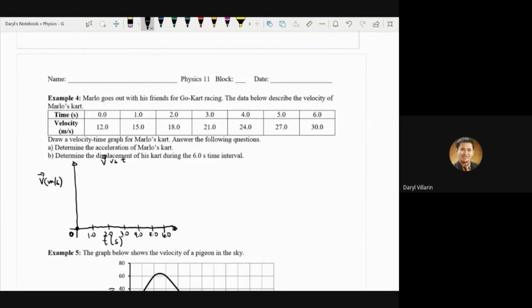Now for the velocities, the maximum is 30 and the minimum is 12. But if I use the same scale of 1 meter per second, it cannot fit. The rule in making a graph is that you can use a different scale for the y-axis. It doesn't have to be the same as the one you use in the x-axis. In my case, I'll be using 5, so each line represents 5 meters per second.